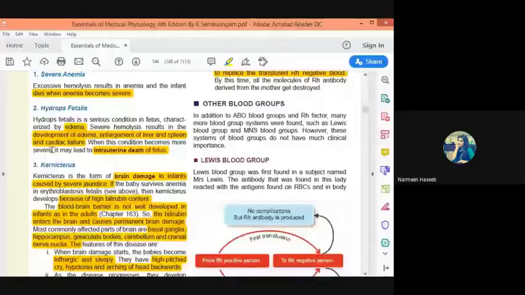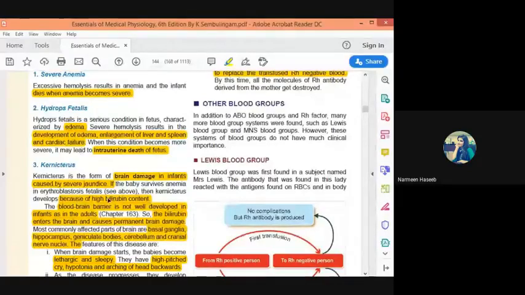It's a severe condition in the fetus and is characterized by edema. Edema is there because there is water, extra fluid. Severe hemolysis results in development of edema, enlargement of liver and spleen, and cardiac failure. So because of this severe hemolysis, edema develops, the liver enlarges in size as well as the spleen, and it results in cardiac failure, which can lead to the intrauterine death of the fetus. The fetus dies before he is even born.